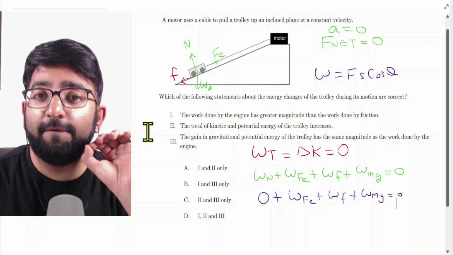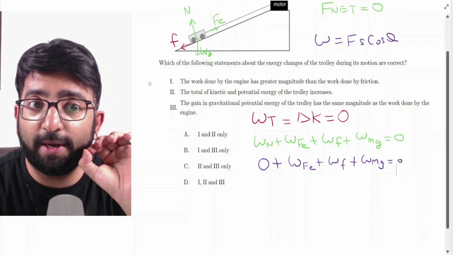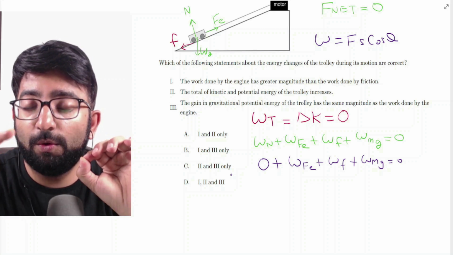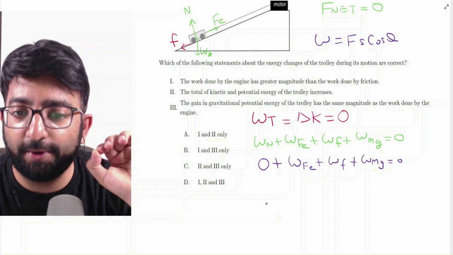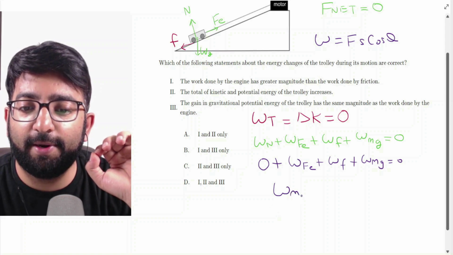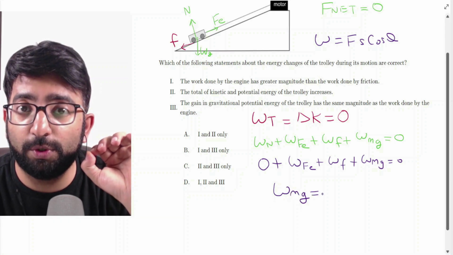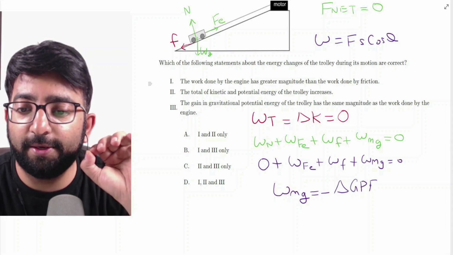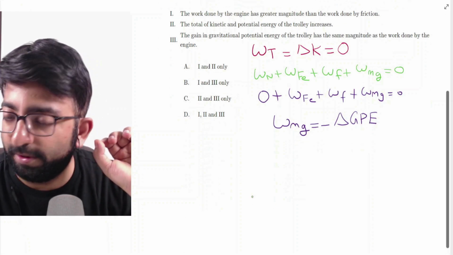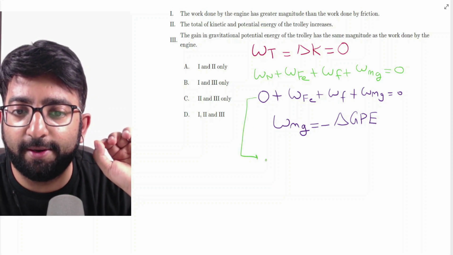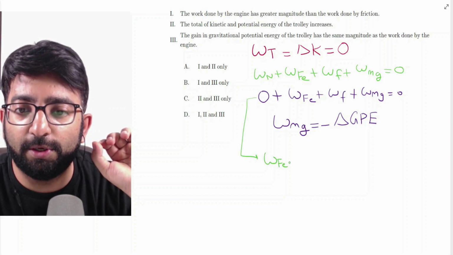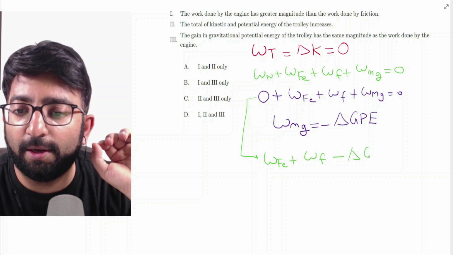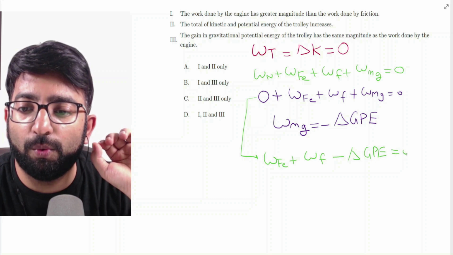Now mg, the weight of an object, is a conservative force, and we know the formula: work done by any conservative force is equal to the negative of the change in potential energy. So here we will write work done by the gravitational force will be equal to negative of the change in the gravitational potential energy. Let's write this further. So overall we will get work done by the engine force plus work done by the friction minus delta GPE will be equal to 0.